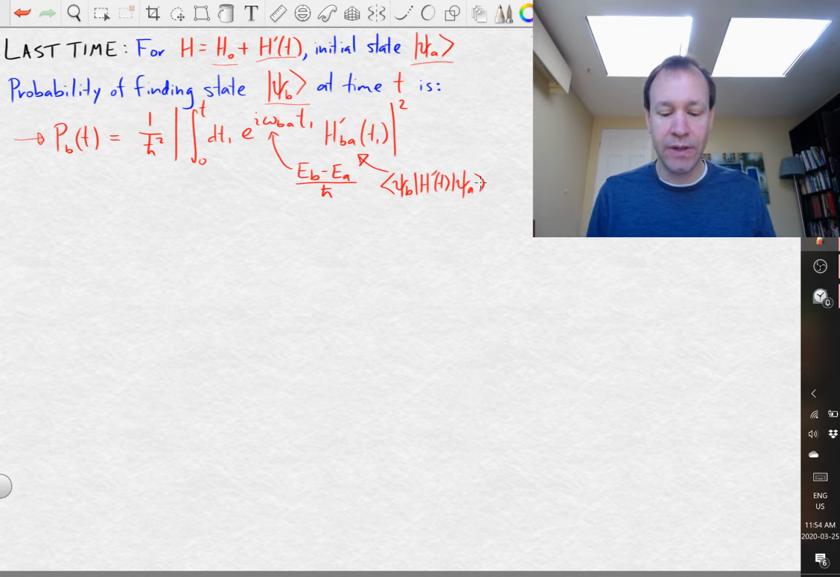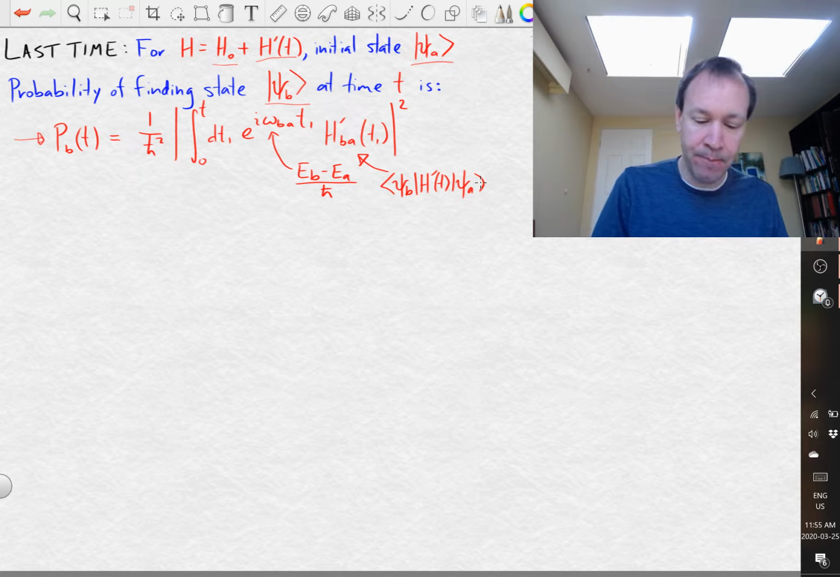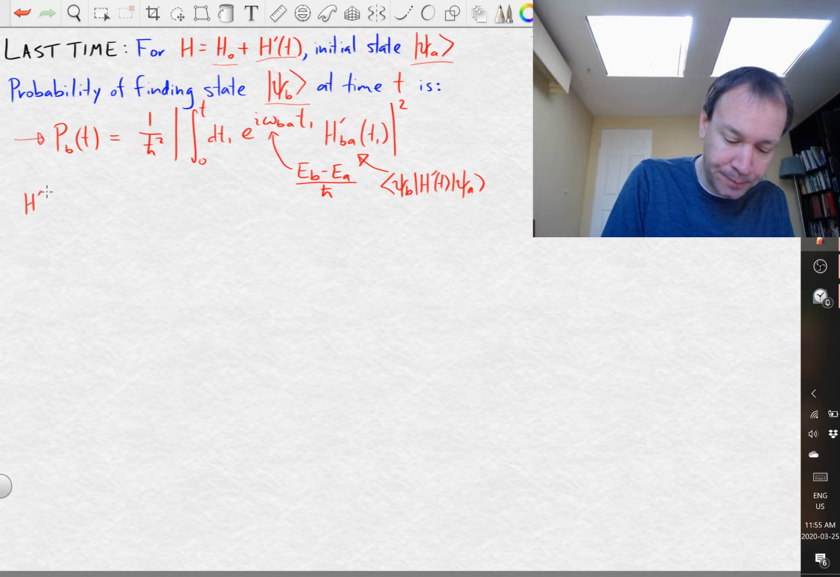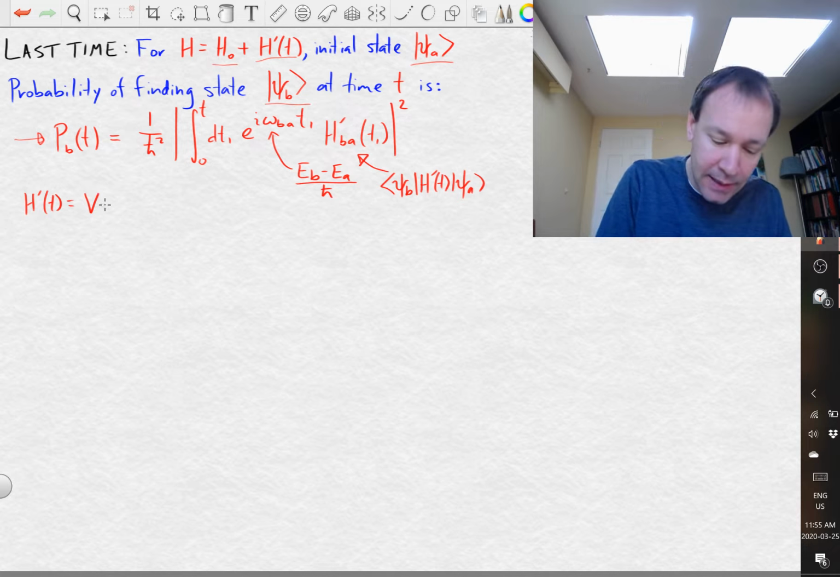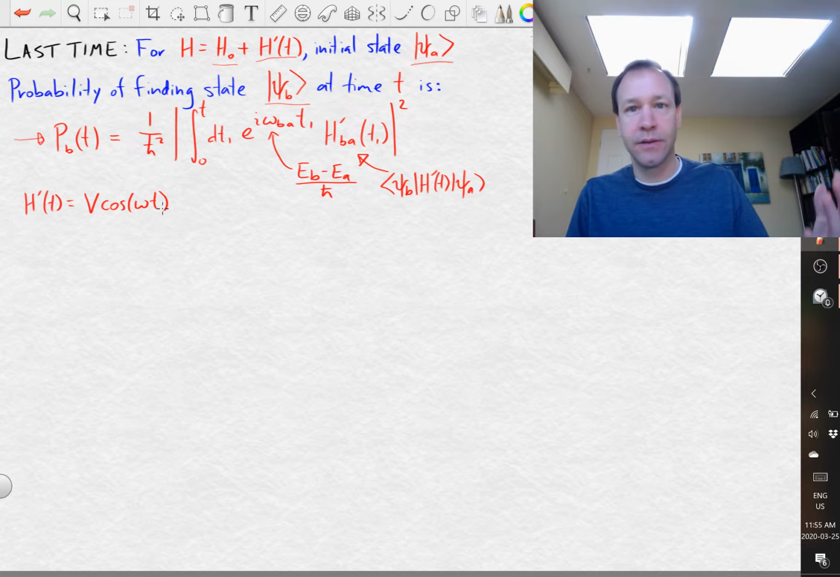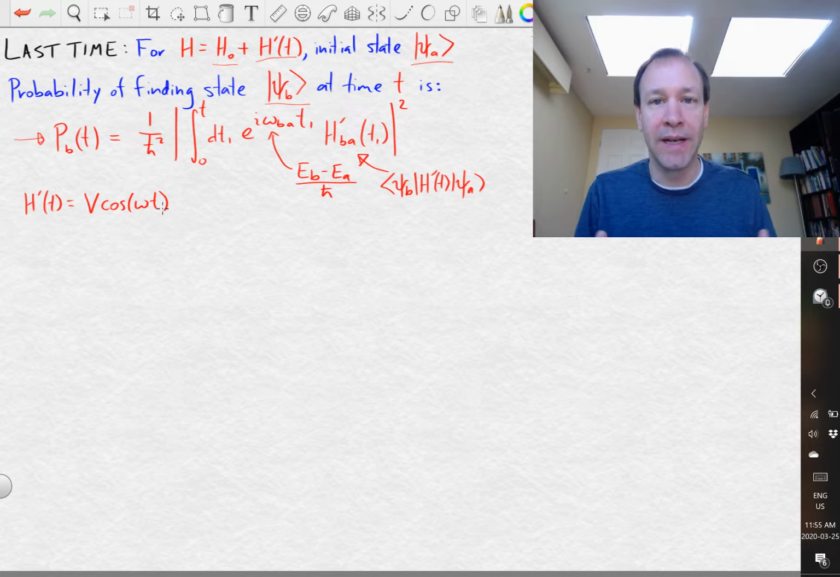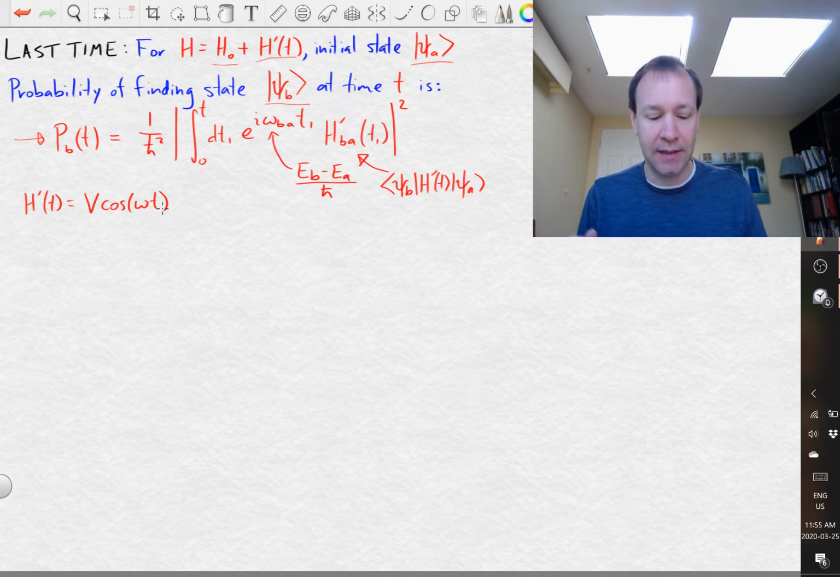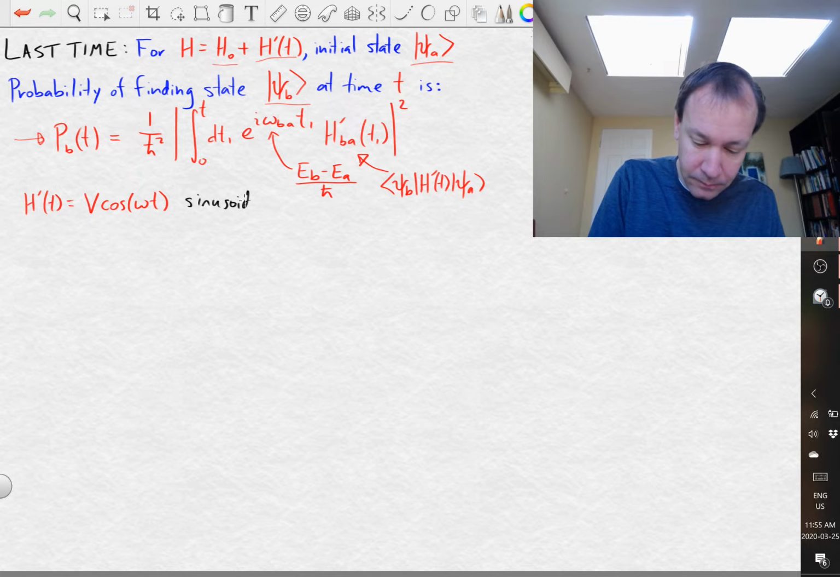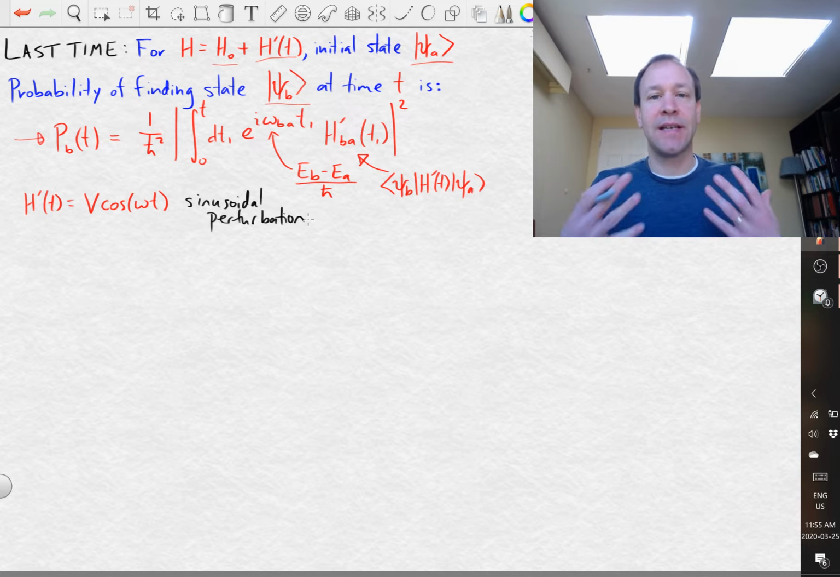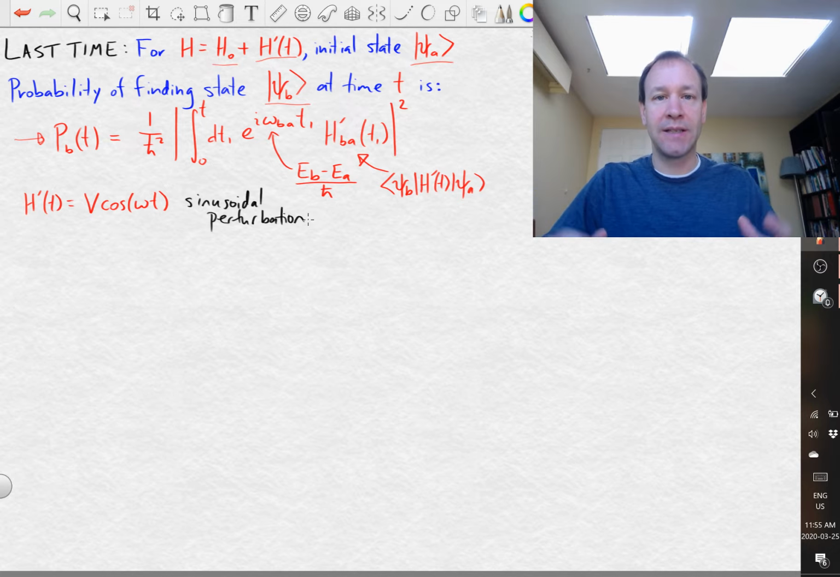Okay, so now we want to specialize a little bit and understand what happens when the time dependence is not some general function of time, but what happens when we have H prime of t equals some operator V, which we assume is time independent, times a cosine function with some particular frequency, omega. And I could have picked a sine function here. It doesn't really matter. Actually, the results are going to be the same. So this is our Hamiltonian that we're perturbing by. So we have a sinusoidal perturbation. And the reason is that that's actually a realistic kind of time dependence for a lot of our applications.